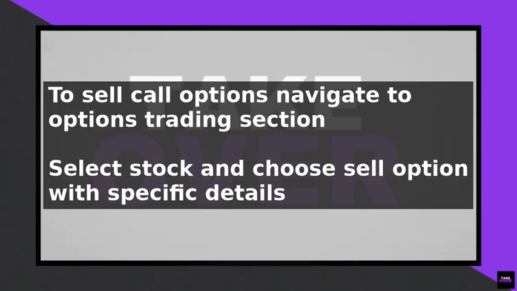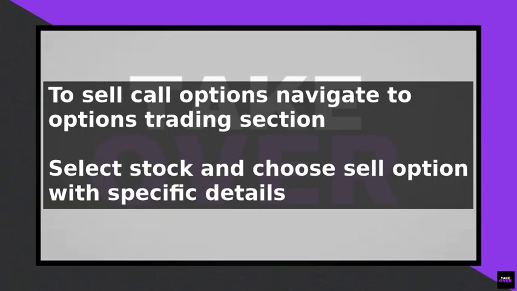To sell a call option on Robinhood, navigate to the options trading section of the app or website. Select the stock you want to sell a call option for and choose the sell option. Then, select the specific call option you want to sell, taking into account the strike price and expiration date.